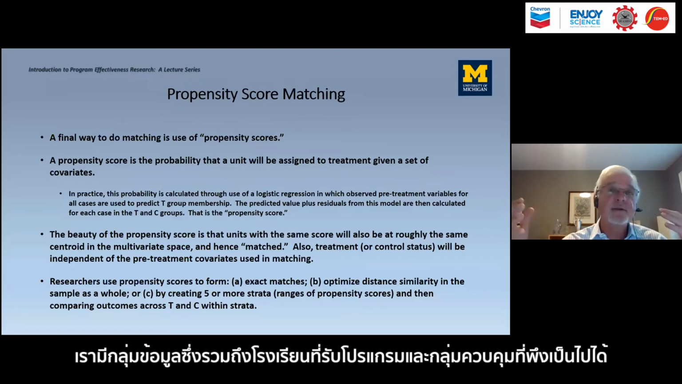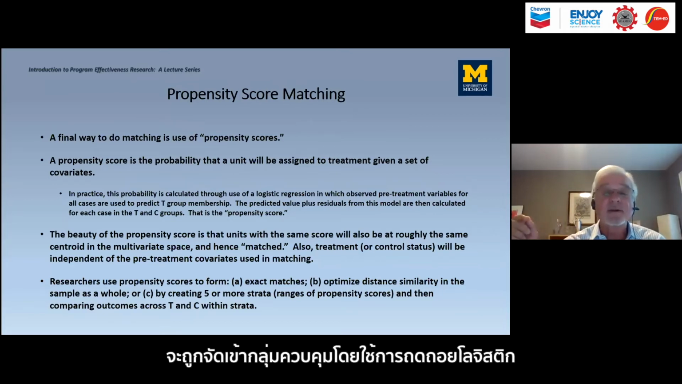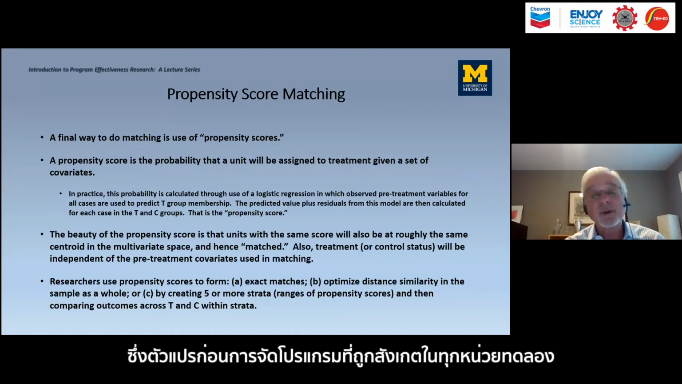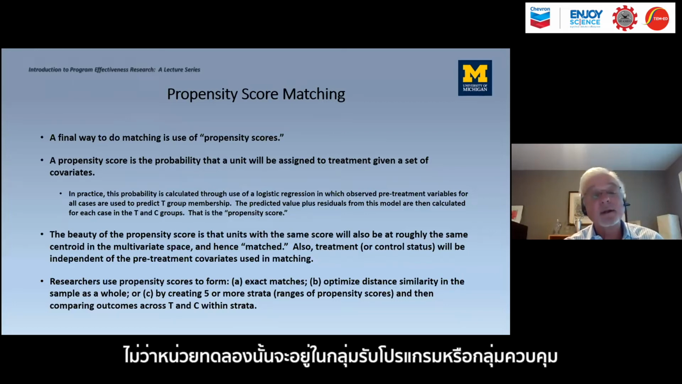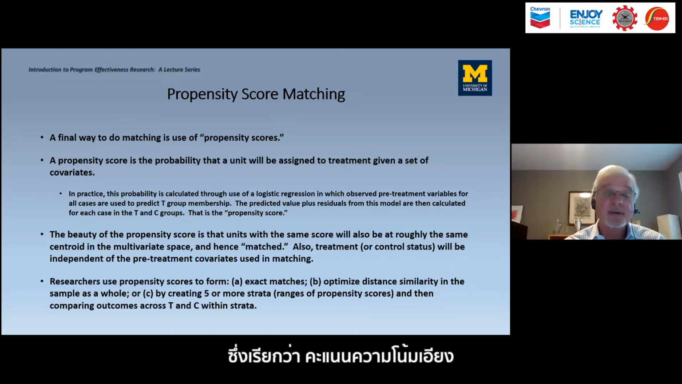It includes our treatment schools and the potential controls. And we calculate the probability that any unit in this data set is going to be assigned to the control group using a logistic regression in which the observed pretreatment variables for all cases predict whether or not that case is in the treatment group or the control group. And that predicted value plus the residuals turns out to be a probability, and it's called the propensity score.